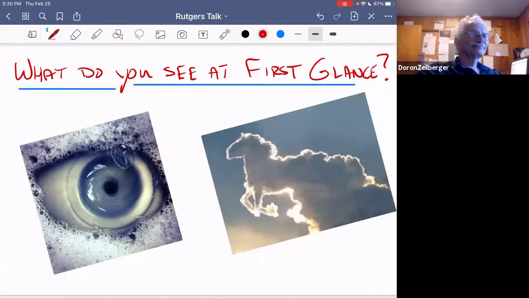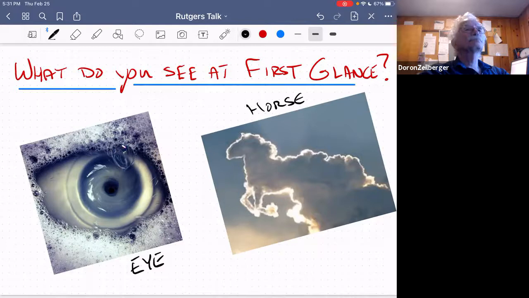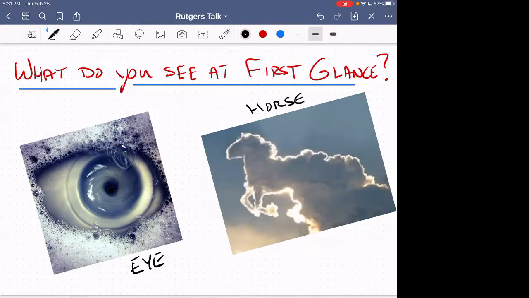And so I suspect that most, maybe not all, of you see an eye here and some kind of horse, right? And then on further inspection, you realize that the eye is actually a drain with soap, and you realize the horse is a cloud, right? So even though it looks like an eye and a horse, that's not what they are. It's a drain and a cloud. And we don't want to see something and believe it just because it looks like it.